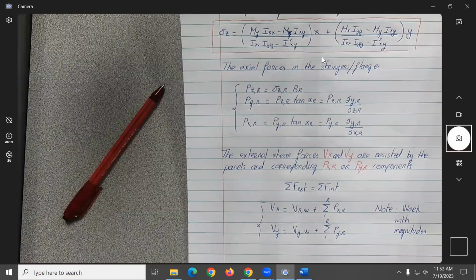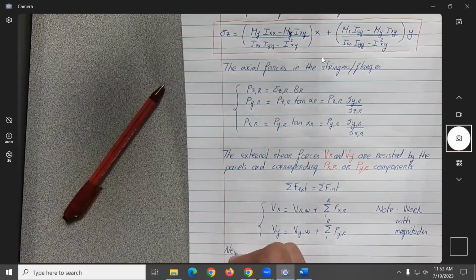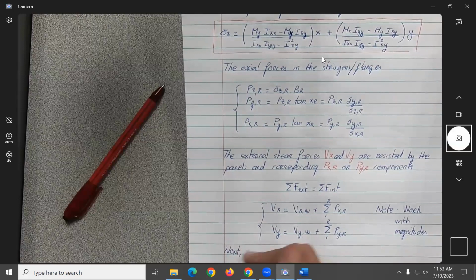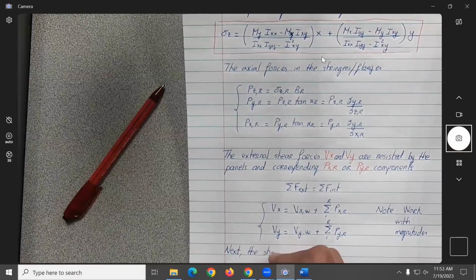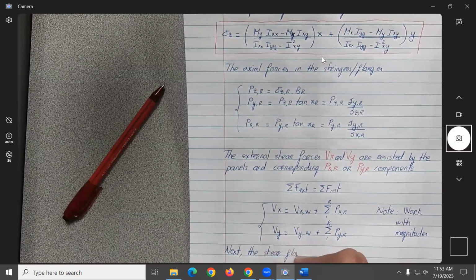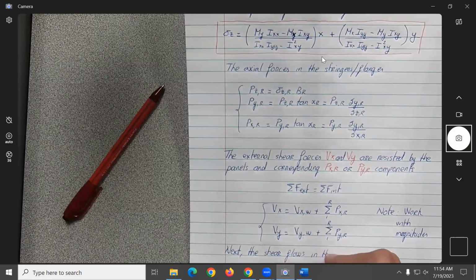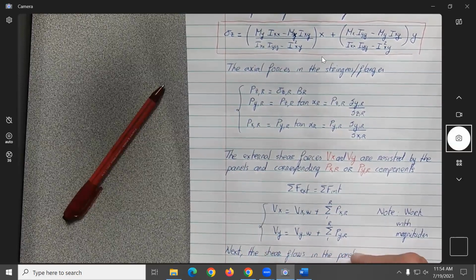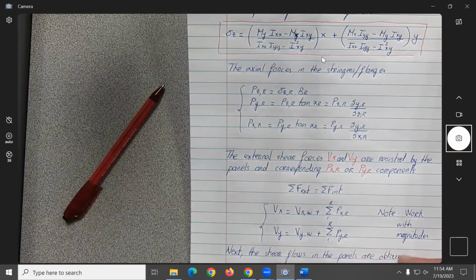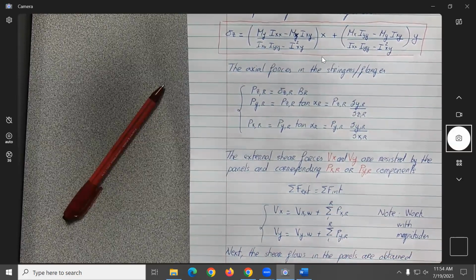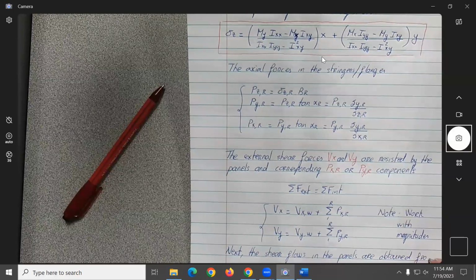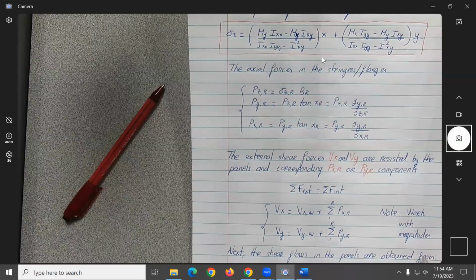So once we have that, this is next. The shear flows in the panels are obtained from. Okay, so I want to do this in 2 pages. So let's say obtained as follows. Let's say here as follows. Okay.